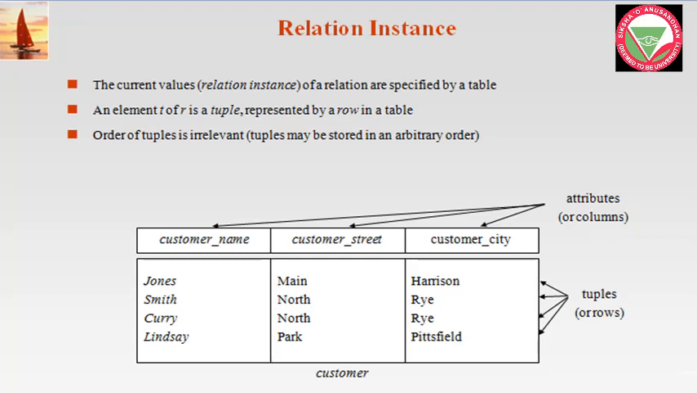At the bottom of the slide, you can see the relation name, which is customer. So here there are three things that we have to know. The first thing is the name of the relation. Here it is customer. So every relation has attributes and every relation has tuples.